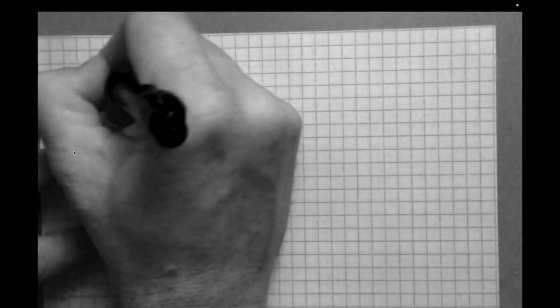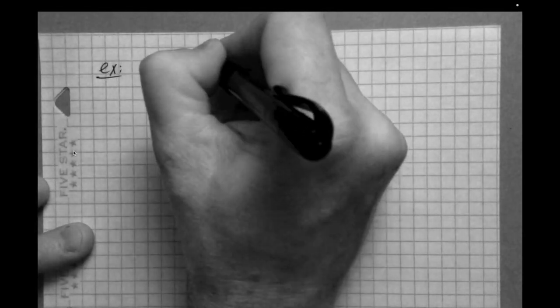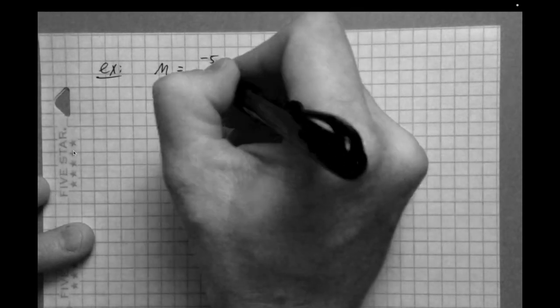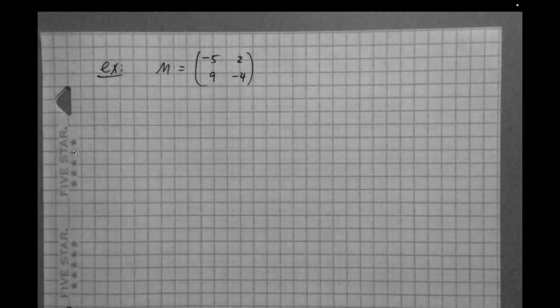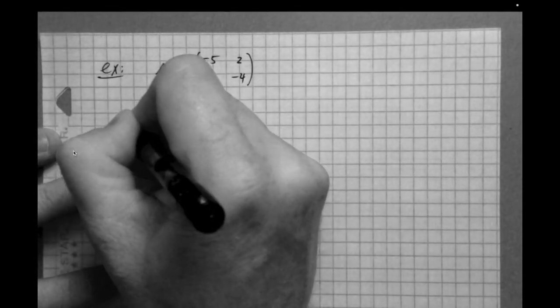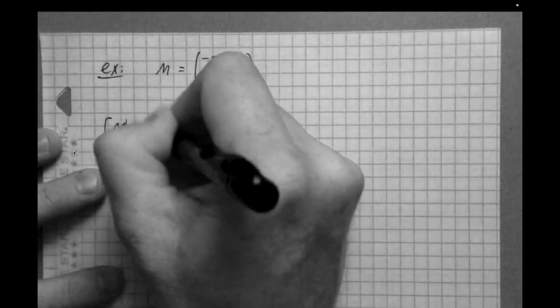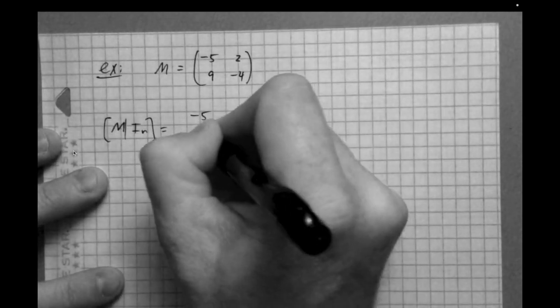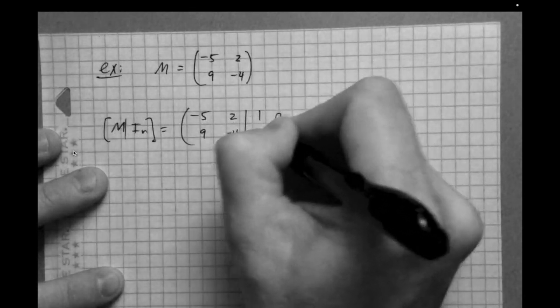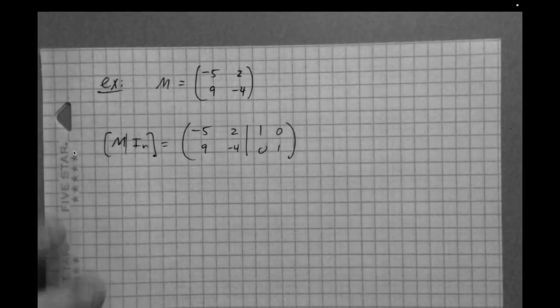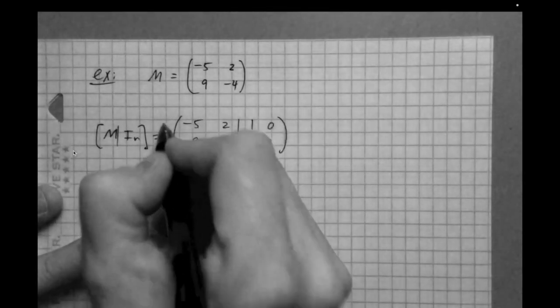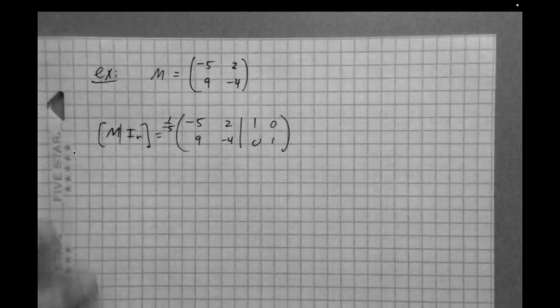Let's do an example. Let's try this on the one we saw previously. So let's say M is equal to -5, 2, 9, -4. Now we know this has an inverse. We've actually calculated the inverse in a previous example, but let's do it this way instead. Okay, so let's set up [M | I_n] here like this. So it's -5, 2, 9, -4, and then 1, 0, 0, 1. All right, let's go ahead and do the row operations here.